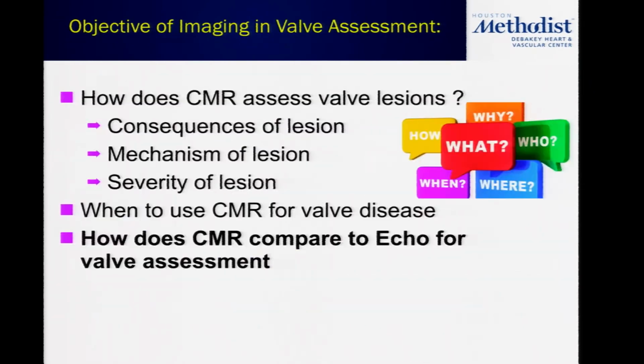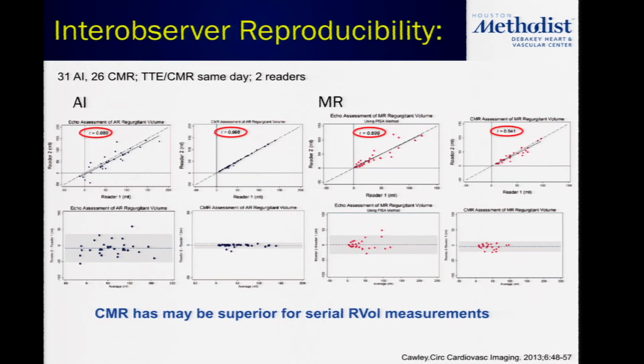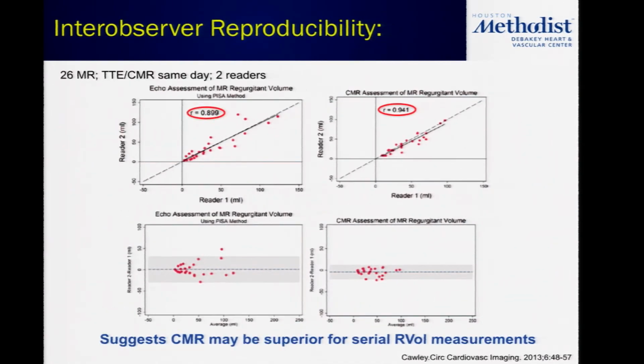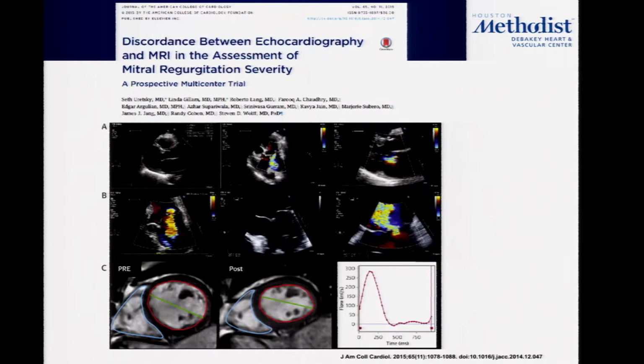Okay, so last is how does echo compare with CMR? This study came out a couple years ago, which looked at intra and inter-observer variability in assessment of mitral and aortic regurgitation. It showed that although both techniques are reasonably good, with correlation coefficients in the high 0.8s, CMR seemed to be a little bit tighter, with correlation coefficients in about the 0.95 range, both for aortic as well as mitral regurgitation. And they showed similar data for both intra and inter-observer variability.